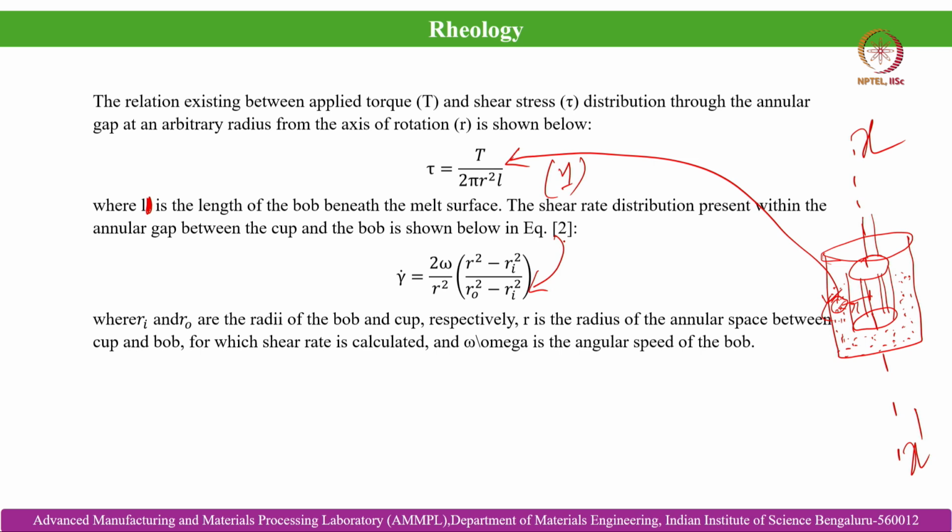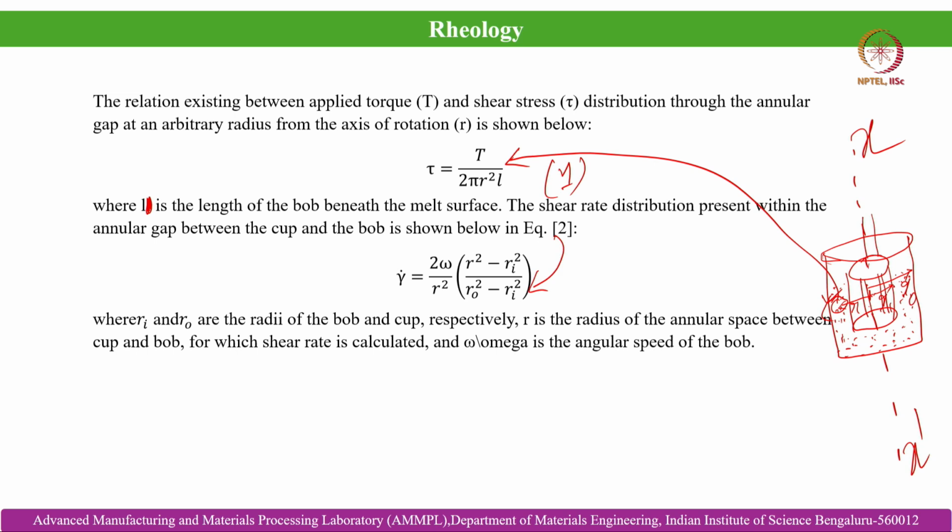Where gamma dot is equal to 2 omega by r square. Omega is nothing but the rotational speed, the angular speed of the bob, and Ri is the inner dia and Ro is the outer dia of the bob and cup. So, Ri is basically the inner geometry radius from the axis of rotation. This is Ri. I have already drawn the axis of rotation. And this is the inner dia of the cup, which is basically Ro.